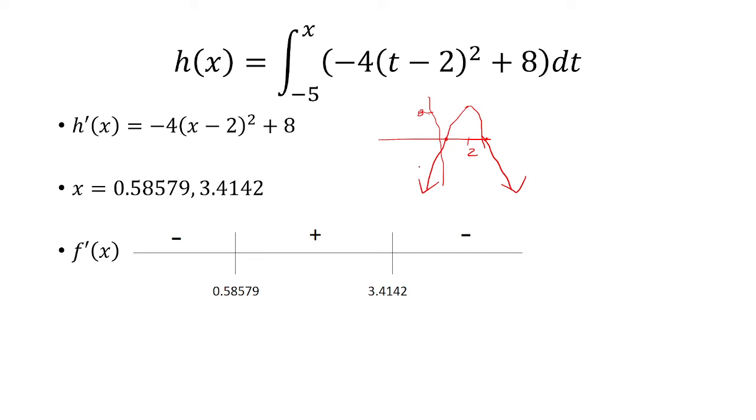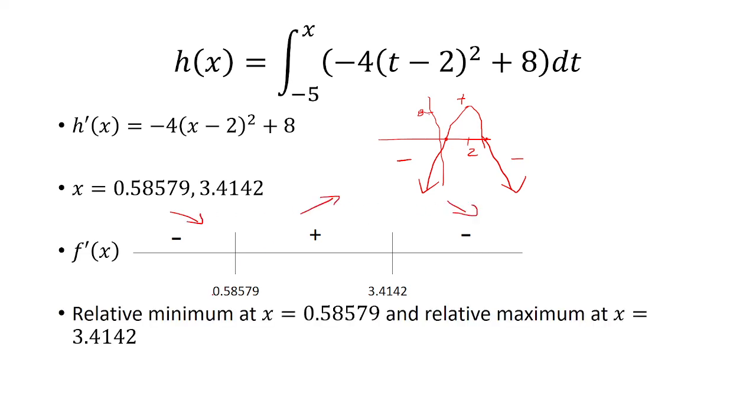Basically, to the left of the first 0, we know it's going to be negative. Between the two zeros, it's positive. And to the right of the last 0 is negative. So this is a nice way to do it without actually plugging values in. So now, if f prime is negative, that means our function is decreasing. If it's positive, it's increasing. At 0.58579, we have a relative minimum. And then at 3.4142, we have a relative maximum.